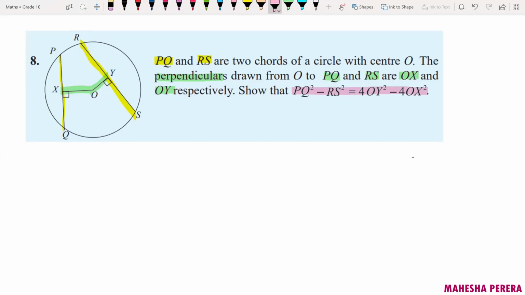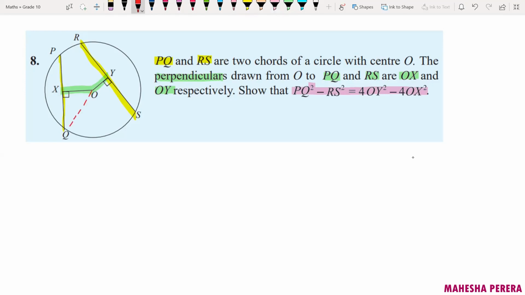Now, when you see the square terms, what can you recall? Do you recall the Pythagoras theorem? Of course. We can apply Pythagoras theorem and try to achieve our answer, right? Now, for this, we need to do a little construction. So I'm going to draw a line like this.